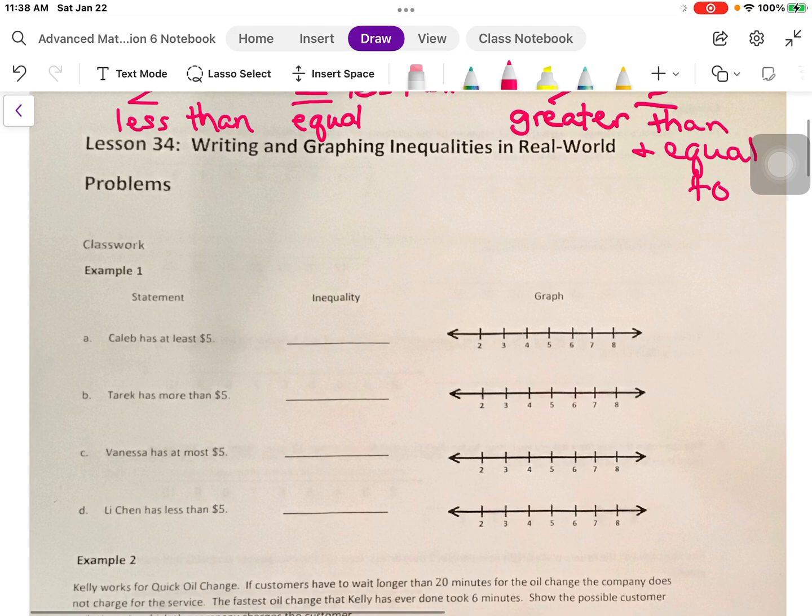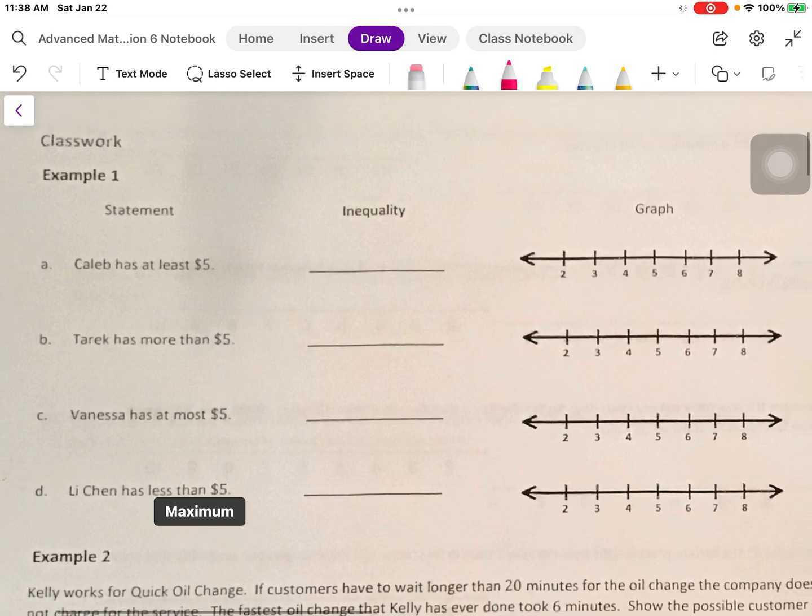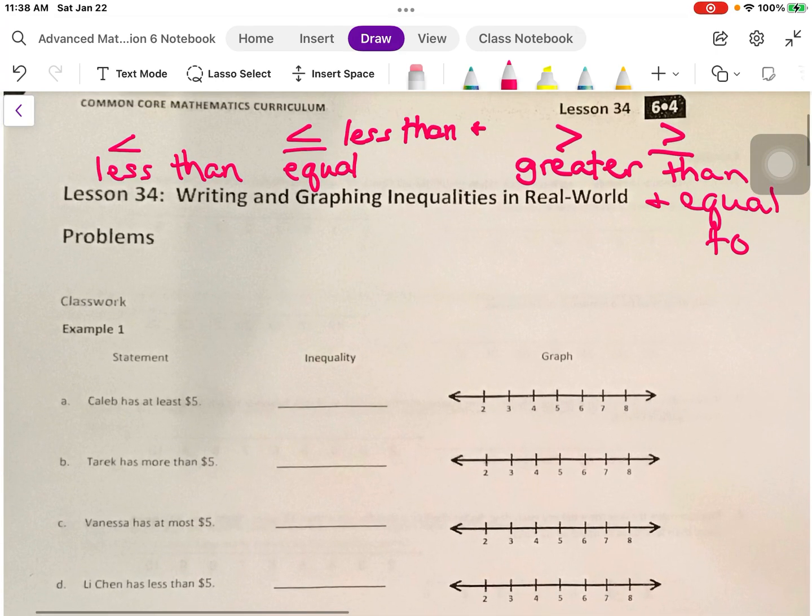So this is how this works. Let's look at our first one in your packet for lesson 34. It says Caleb has at least $5. Okay, at least $5. We can call it X, we can call it C for Caleb, it doesn't really matter. Let's say C for Caleb and $5 at least. At least means he could have more than $5. So if Caleb could have more, that would be greater than, and at least he could just have $5, so it could also be equal to 5. So we write Caleb has greater than or equal to $5.